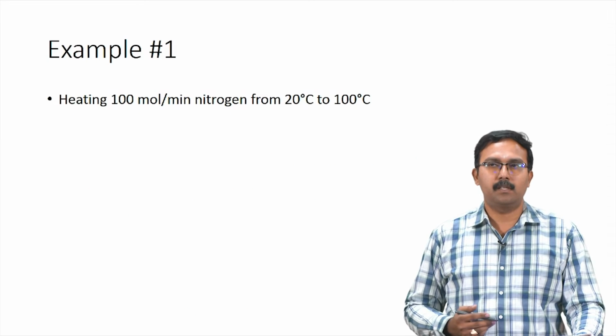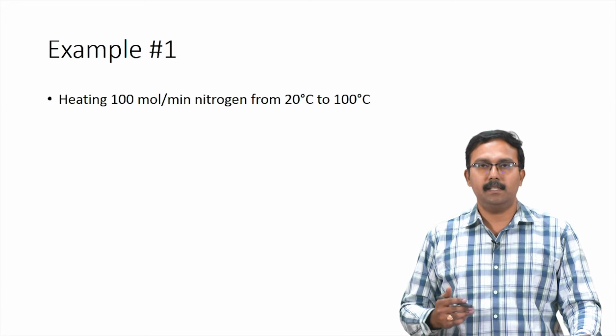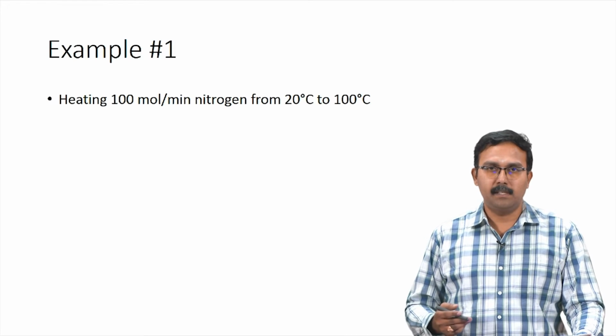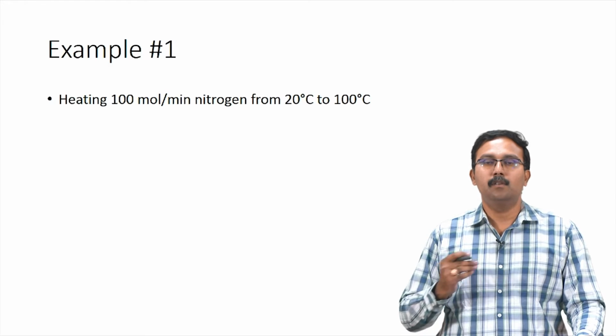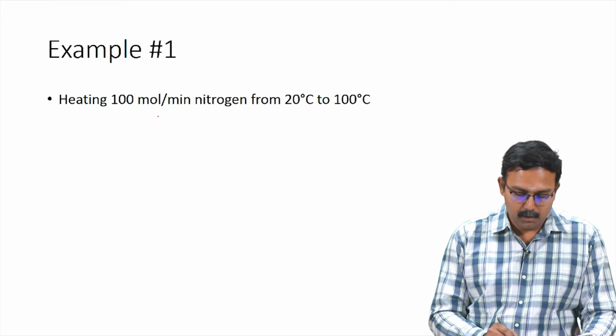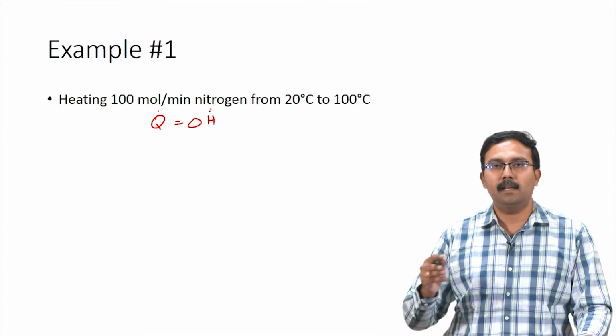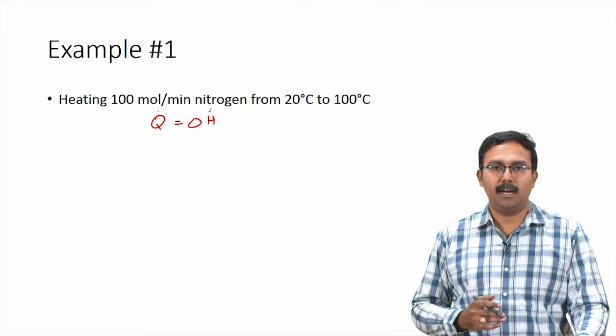For the first process, where heating of 100 moles per minute of nitrogen is happening, you have an open system. The general energy balance equation would use enthalpy. So, you would have the general equation as Q dot equals delta H dot. This is based on the assumption that there is no change in kinetic energy or potential energy and there is no shaft work.